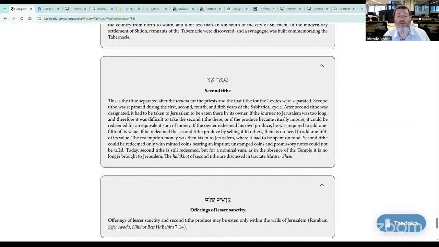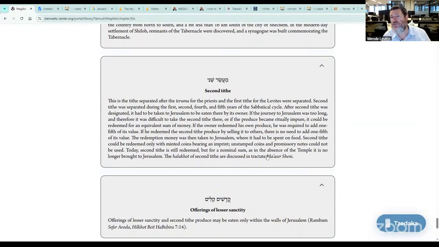Second tithing could be redeemed only with minted coins bearing an imprint. Unstamped coins or promissory notes, and there are questions whether dollars would help today, could not be used. Second tithing is still redeemed today, but in a nominal sum. Because of the absence of the temple, it is no longer brought to Jerusalem. The halachah of the second tithing is discussed in tractate Ma'aser Sheni. There's a whole tractate that deals with Ma'aser Sheni.